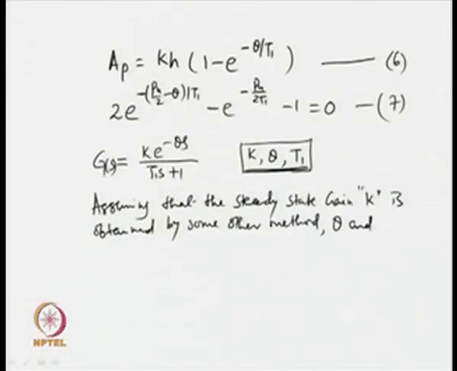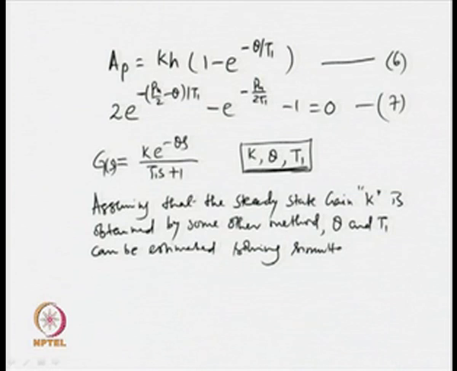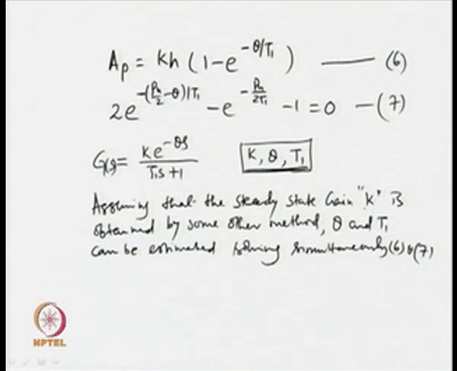Then theta and T1 can be estimated by solving equations 6 and 7 simultaneously. So, this is the technique, the way the parameters of a first order plus dead time model are estimated. We assume that K is either obtained by some other method or K is known a priori. Equations 6 and 7 can be solved simultaneously using the measurements of AP and Pu by 2.